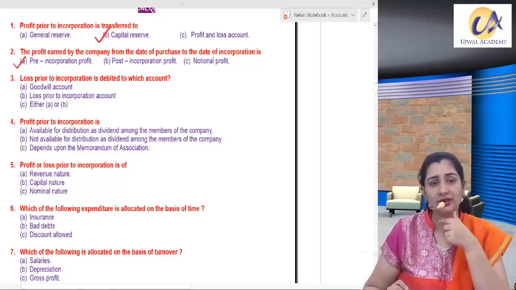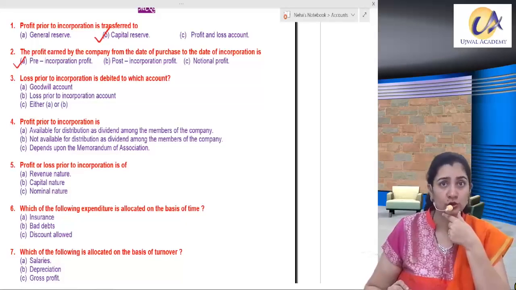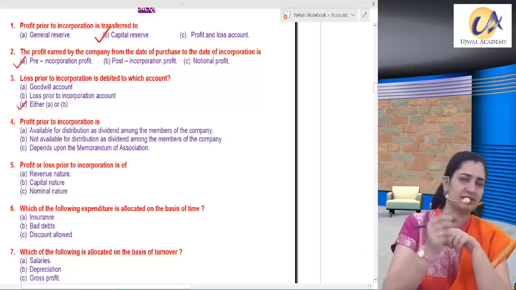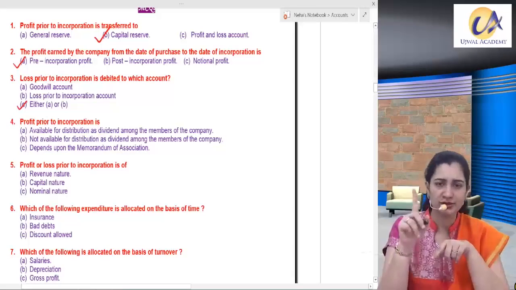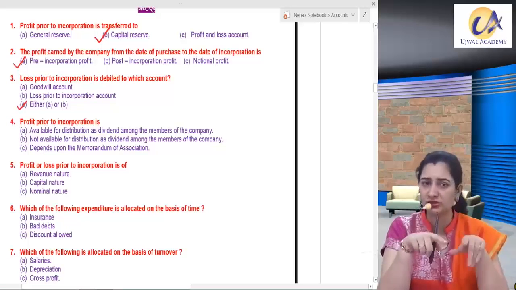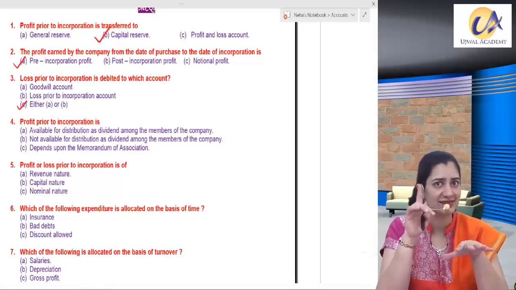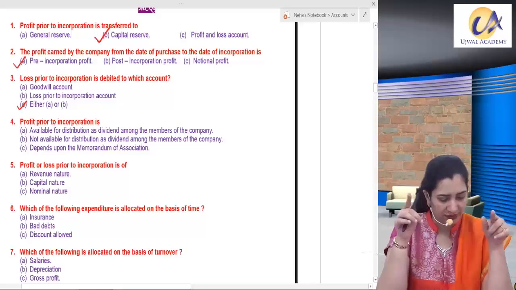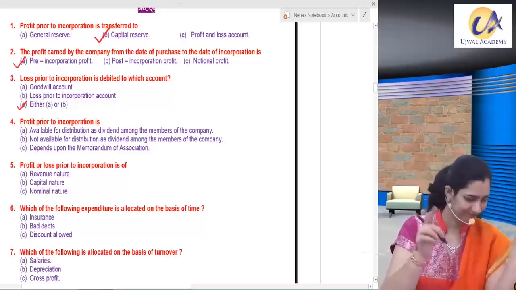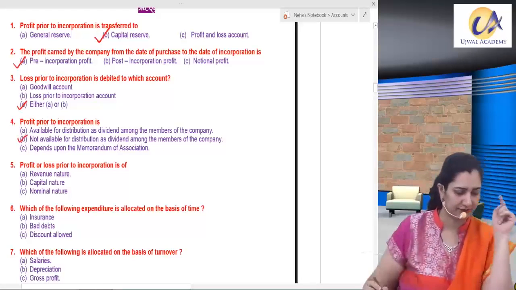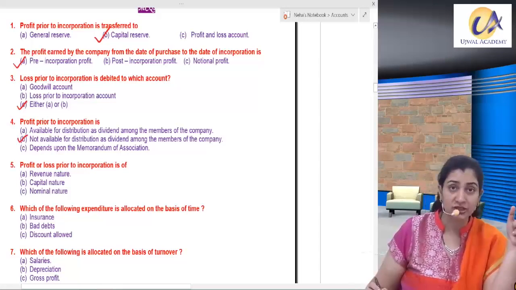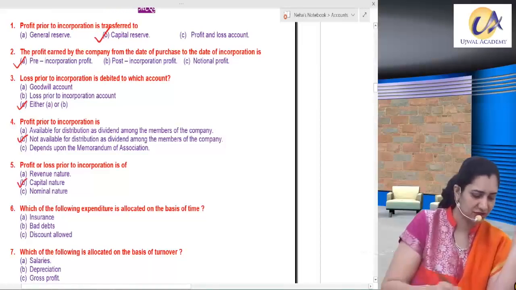But B also, a loss prior to incorporation can be debited to capital reserve too. So this can be debited either way, right? First choice is goodwill only, but the B choice is also possible. So answer is C, either. Profit prior to incorporation is not available for dividend. Profit or loss prior to incorporation is of which nature? Capital nature, B.